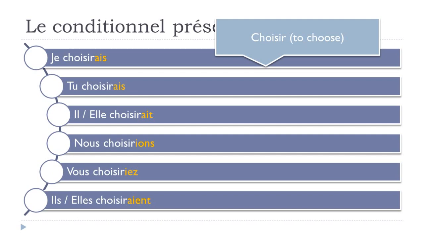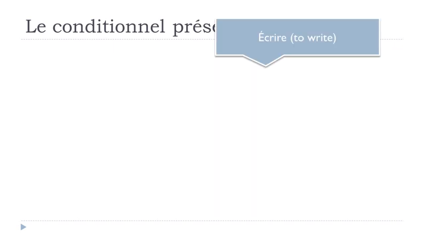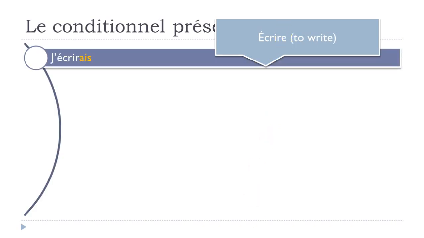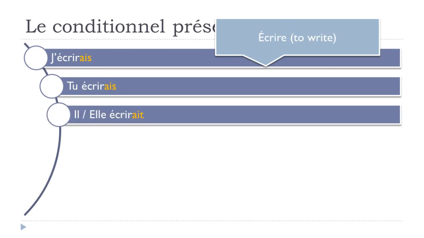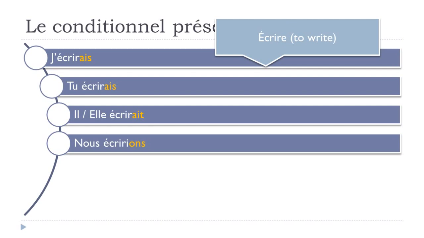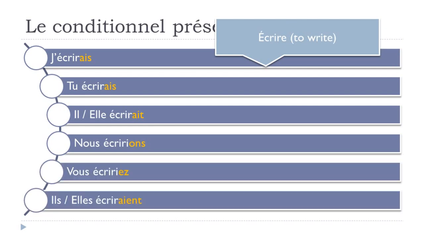Okay, not that difficult. And the last example, so for the third group, it's écrire. Écrire is to write. Same rule, if you remember, the example was with lire, to read, but it's exactly the same rule. If you look carefully, it's ending with this e. You take it away, and after that you put the ending. J'écrirais, tu écrirais, il écrirait, elle écrirait, nous écririons, vous écririez, ils écriraient, elles écriraient. All right, so it's not that difficult anyway.